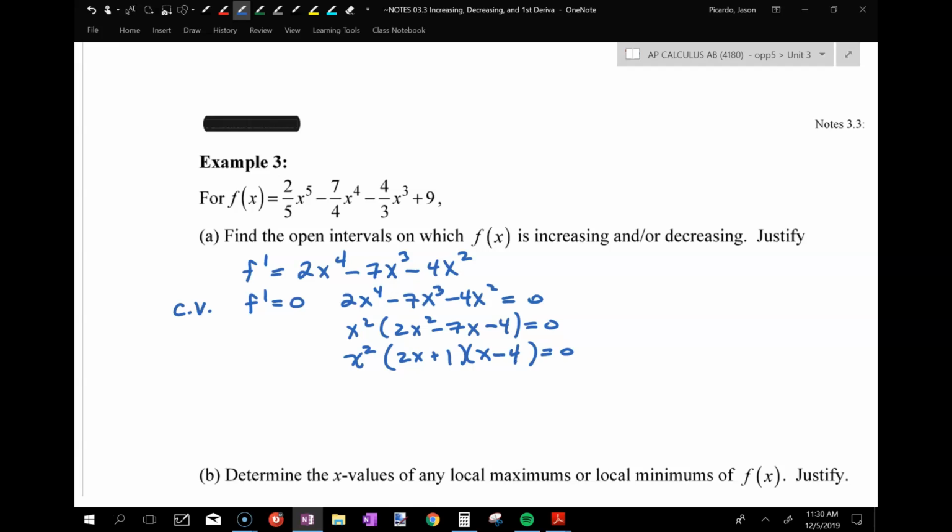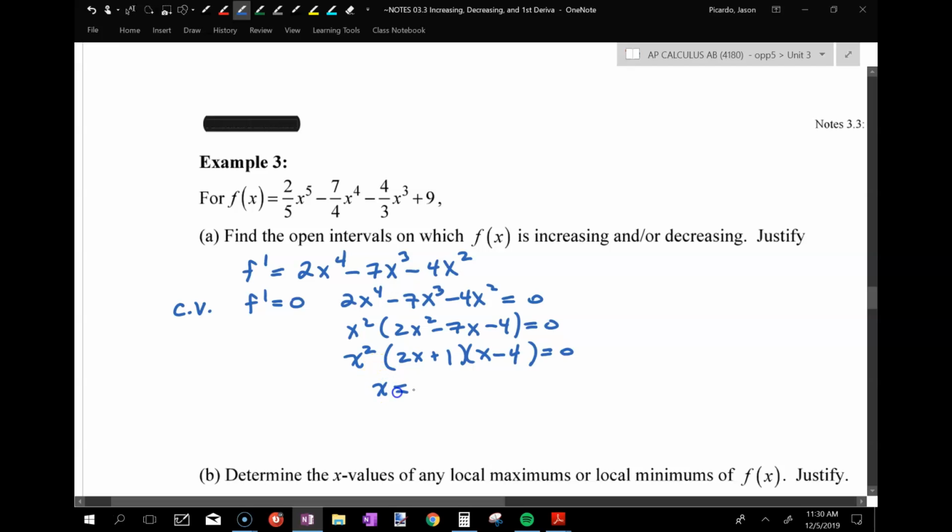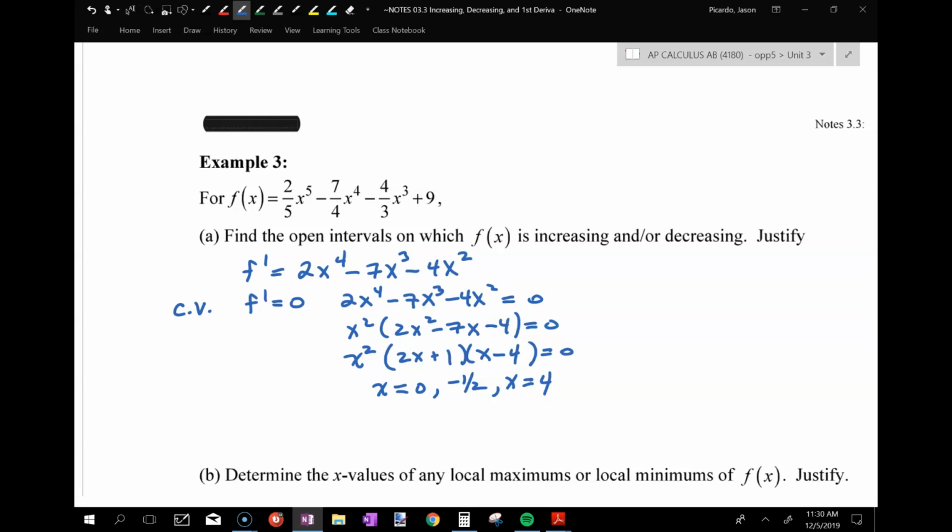All right, set those equal to 0, and what do we get? We get 0, we get negative 1/2, and we get 4. Right? Oh, never mind. You good? Yeah, I put the 2x in there.